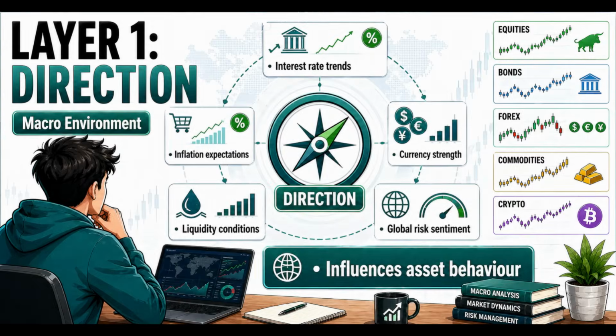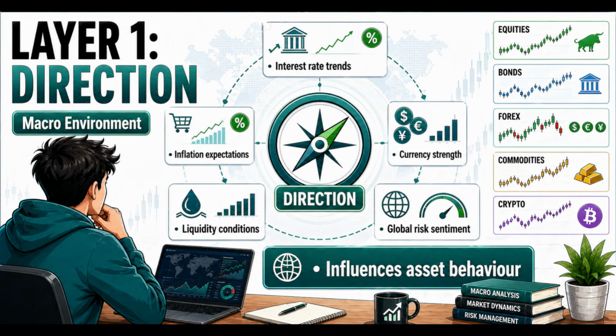Layer 1. Direction. Macro environment. The first layer of the framework is direction. Direction focuses on the broader market environment. Professional investors often consider macro factors when evaluating markets. Examples include interest rate trends, inflation expectations, currency strength, liquidity conditions, global risk sentiment.